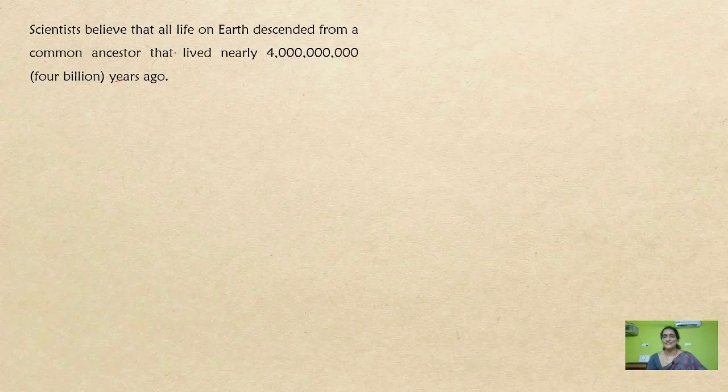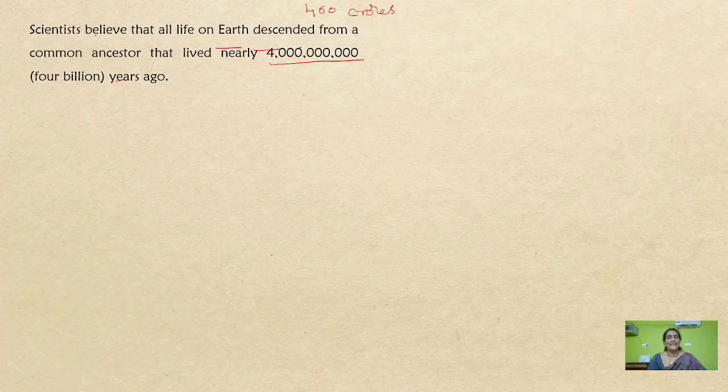Very interesting to know, is it not? See, when did this ancestor live? This ancestor lived, see how many zeros are there after 4? 9 zeros. That means 400 crores. 400 crores. Okay children? Or what do we call it?